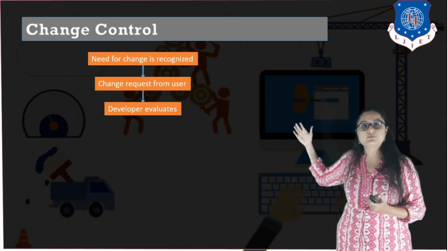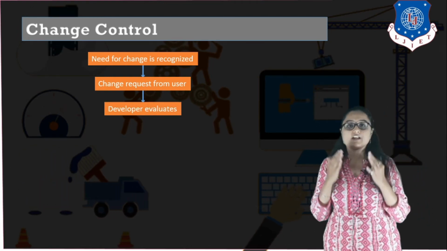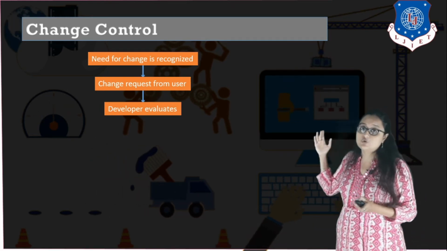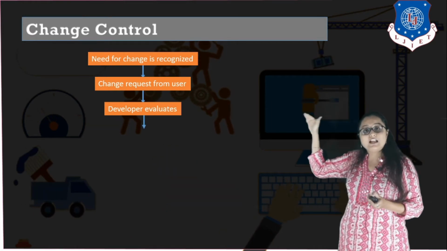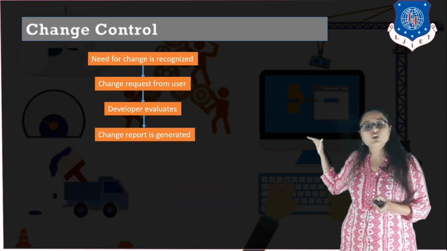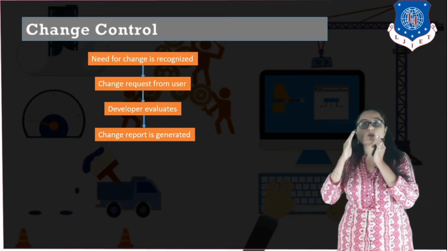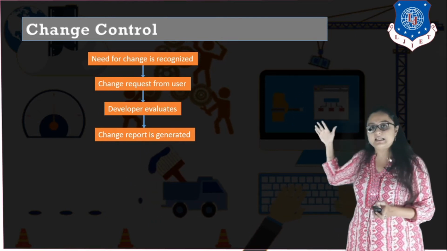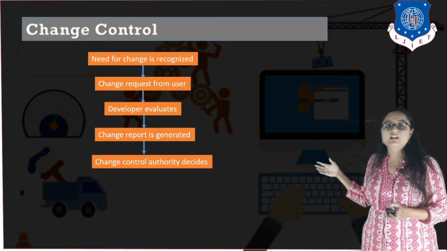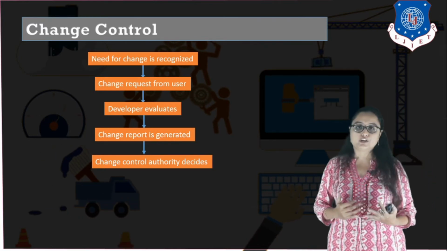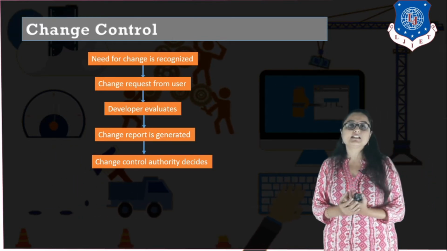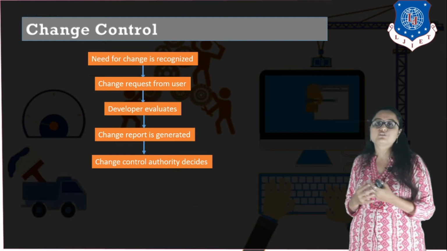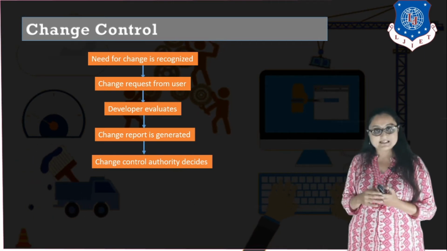After the change request from the user, the developer himself evaluates whether there is a genuine error, or whether the request from the user is genuine and feasible or not. After the developer's evaluation, the change report is generated, describing the actual change which is requested by the user. The whole report is generated by the developer. That report is given to the change control authority. Now this change control authority is basically either the technical lead, the project manager, or the product owner of this change control mechanism, right?